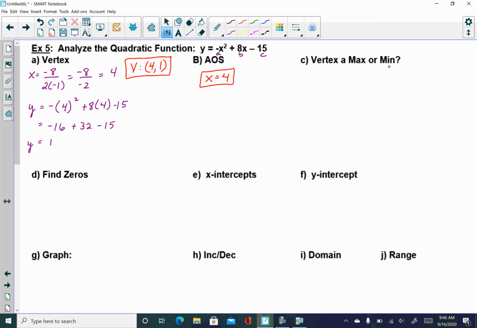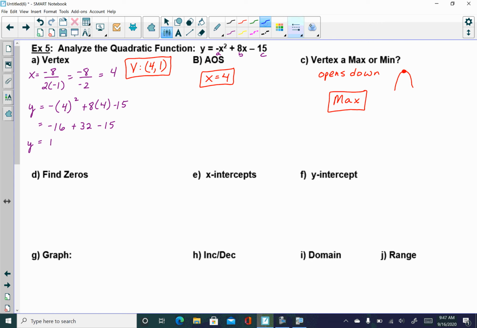Is your vertex a max or a min? That comes from thinking about, okay, well, does this parabola open up or open down? So since your a value there is negative, it opens down, and so you just draw yourself a rough sketch. Well, if it opens down, then this point up here would have to be a maximum. So the vertex would be a maximum.